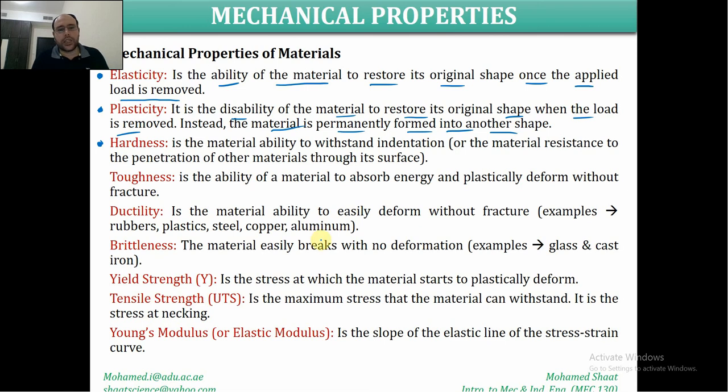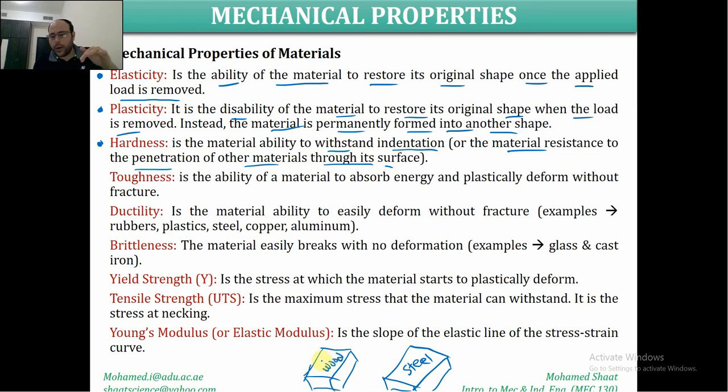What does hardness mean? Hardness is the material's ability to withstand indentation, or the material's resistance to the penetration of another material through its surface. To understand hardness, let us consider two examples. Assume that you have two identical plates, one made of steel and the other made of wood, and assume that you are holding a nail and a hammer.